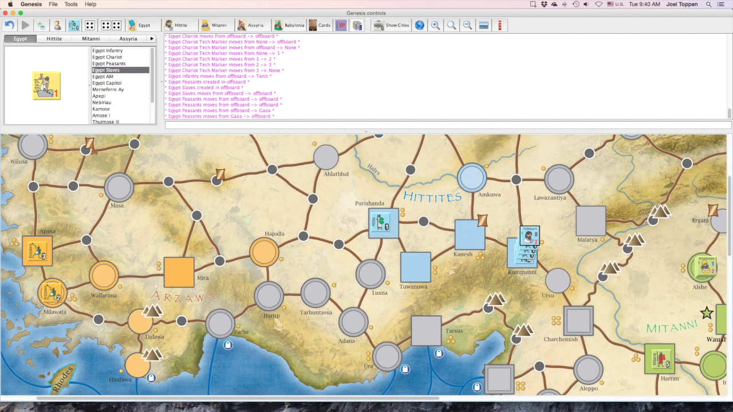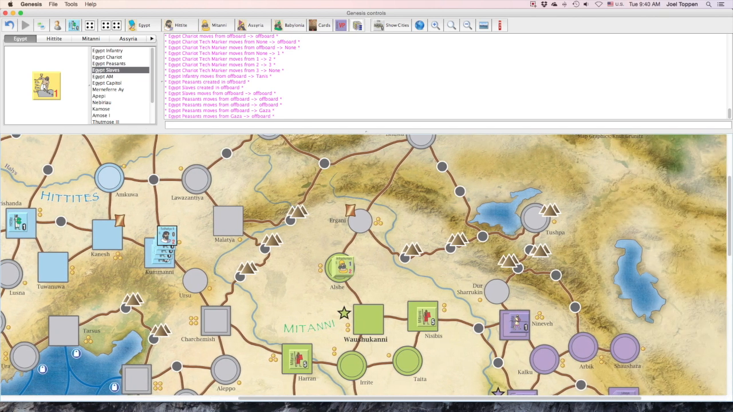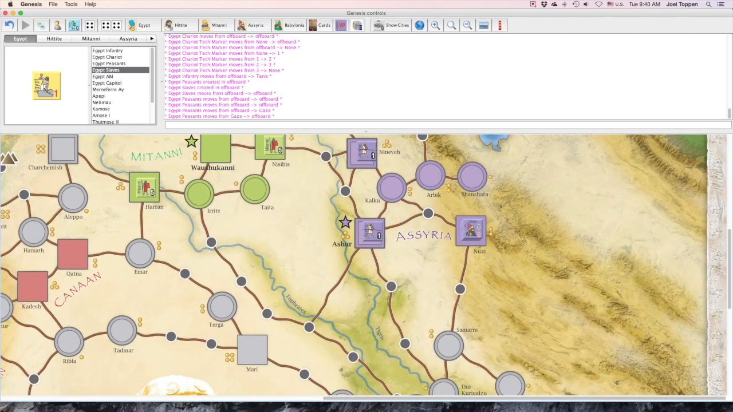And most of them are in the Asia Minor area and over here in Assyria. These little mountain symbols, by the way, those are mountains. It costs extra movement points to move in those. We'll talk about that when we get to movement. All right, let's look at the Assyrian king.